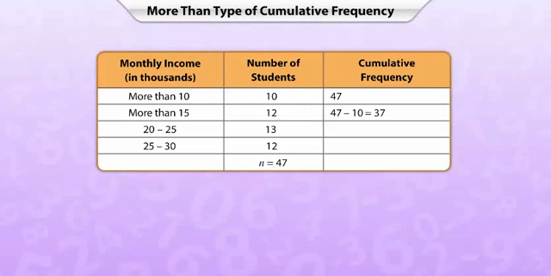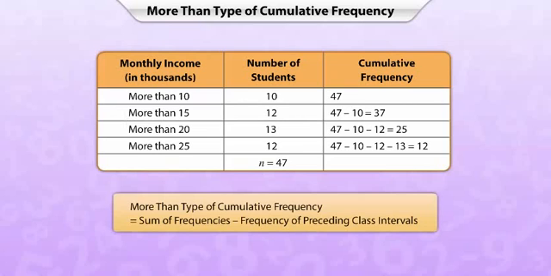Similarly, we can find the number of students who were offered a package of more than 20,000 per month and those that were offered a package of more than 25,000 per month. Therefore, cumulative frequency of the more than type is obtained by calculating the total number of observations, or the sum of all the frequencies, and then subsequently deducting the frequency of the preceding class intervals.